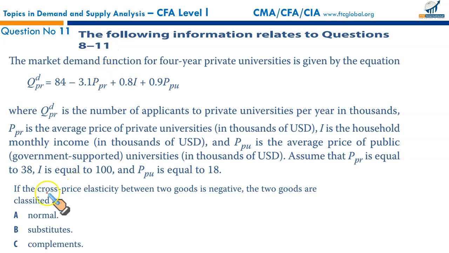Question number 11. If the cross price elasticity between two goods is negative, the two goods are normal goods, substitutes, or complements. Let us just take this way. Forget about this example. Take the case of Pepsi and Coke.